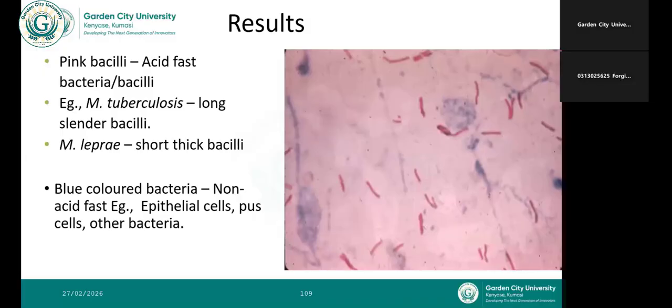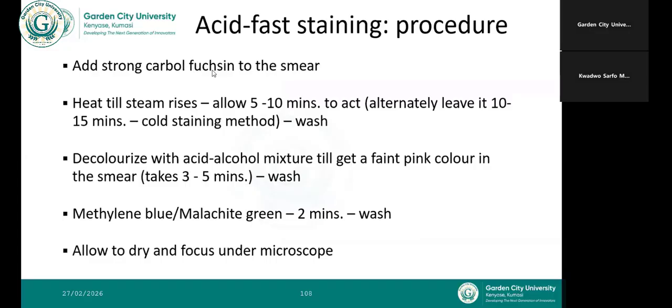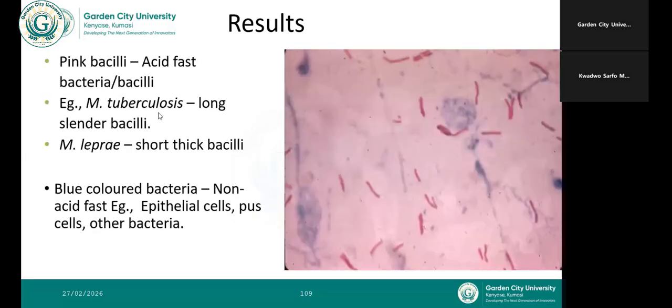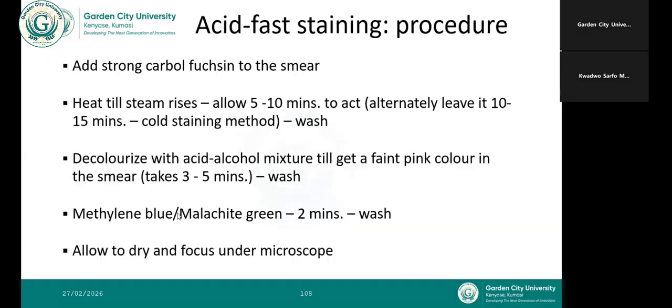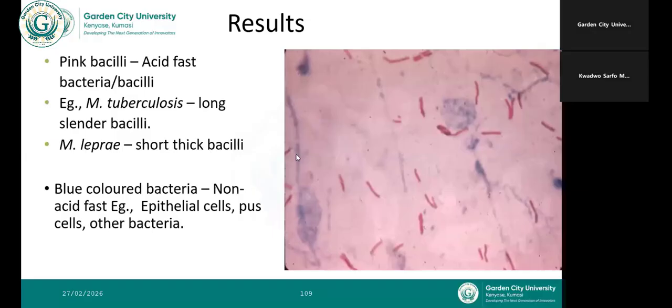So you are seeing the pink because you had carbol fuchsin mixed with phenol. Then those that lost the primary stain but picked the counter stain, which is the malachite green or the methylene blue, will have the blue background and then the blue stains. All right. So where should I come again? Where are you confused?